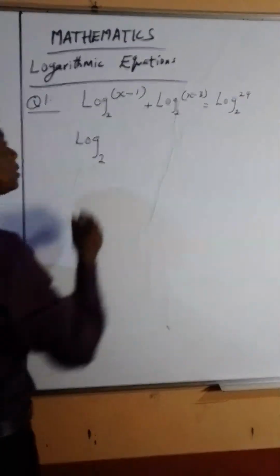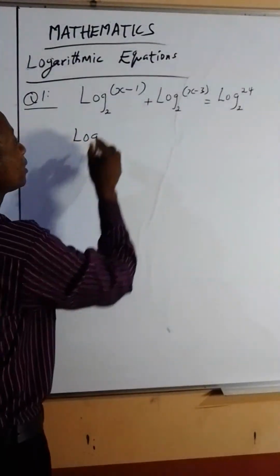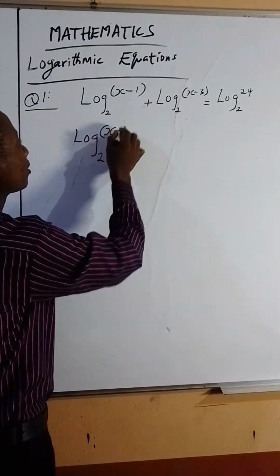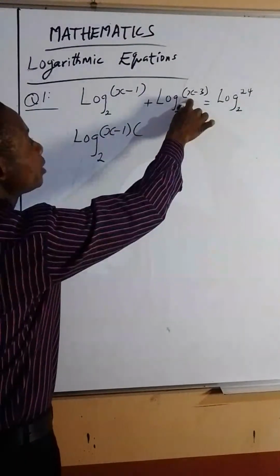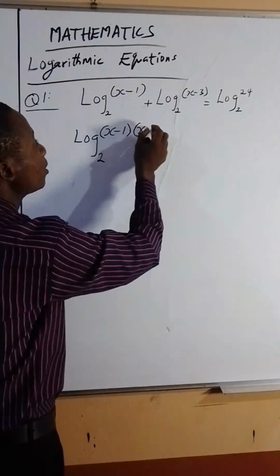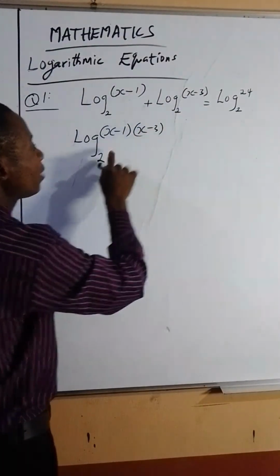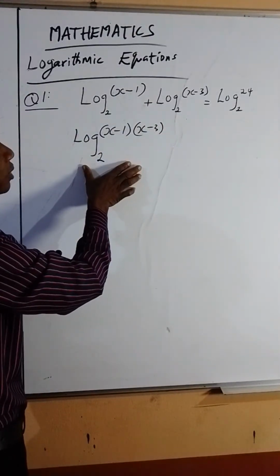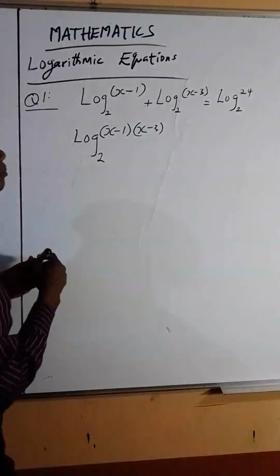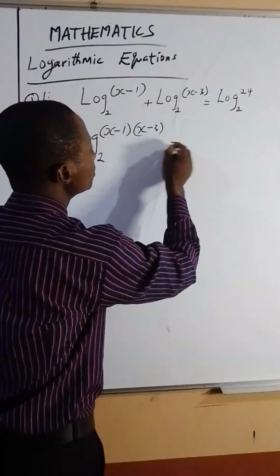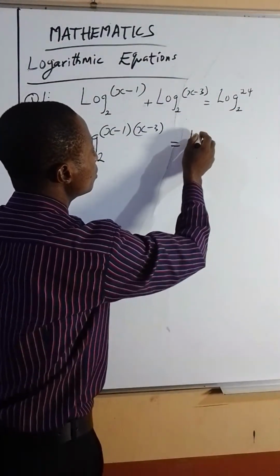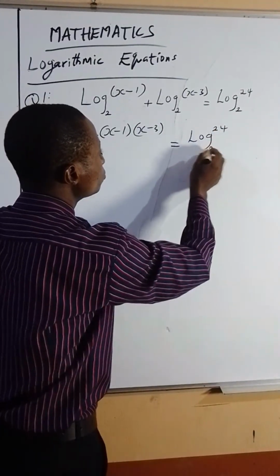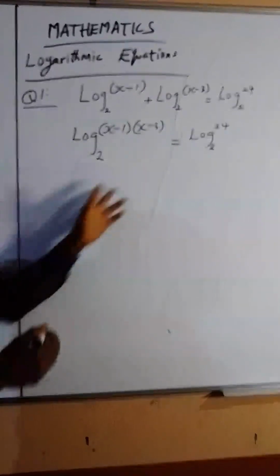Just take one of the bases, log to the base, then we are going to multiply the terms we have here. You can see what we have done at the left-hand side. Then we can equate it to log of 24 to the base of 2. So this is how we equate it.